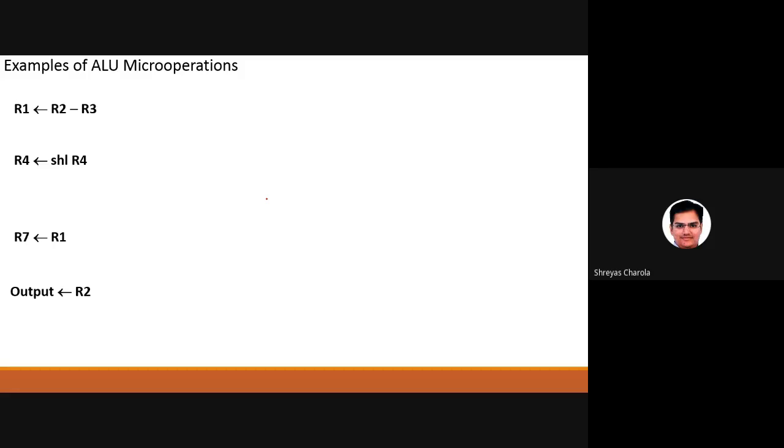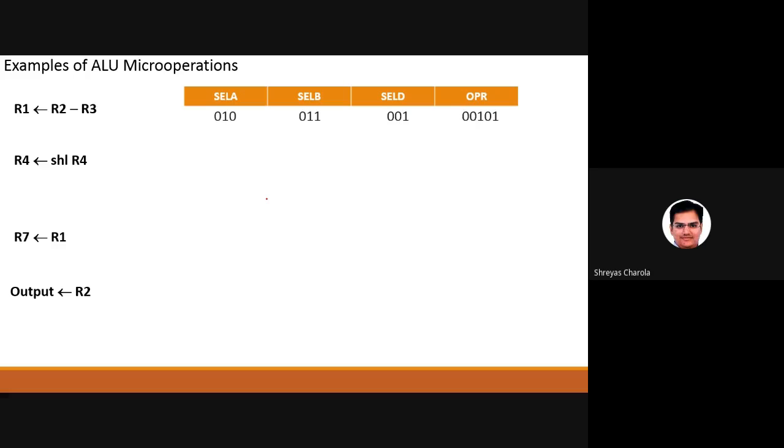Let's suppose we perform R2 minus R3. I need the answer written in terms of selection A, selection B, selection D, and operation bits. For the first example, I am doing it like this: R2 register, so 0, 1, 0, then R3, selection D, the answer is in 1. Which operation? 0, 1, 0, 1. Same way, now do it for shift left R4. What will you write?